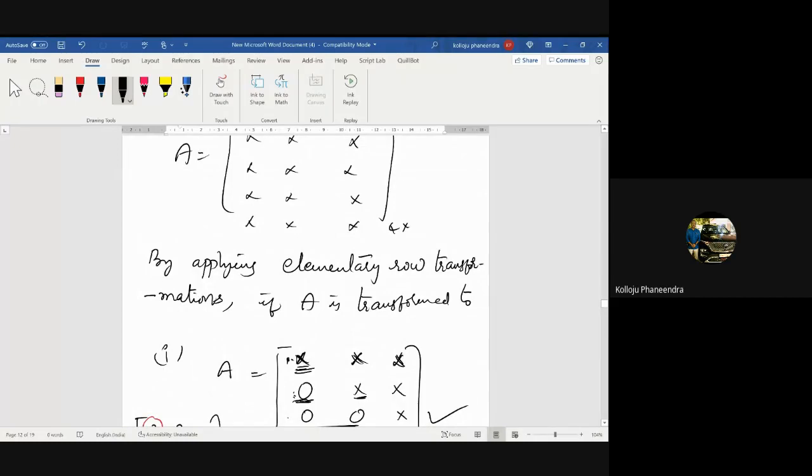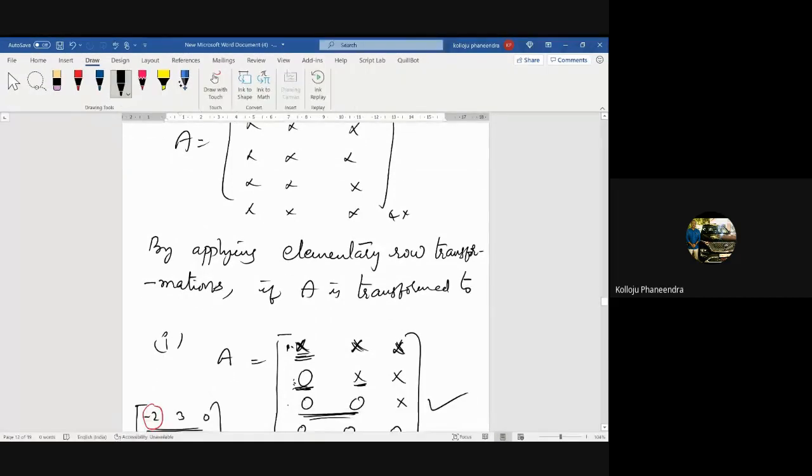Please practice some of the problems from the textbooks in finding the rank of a matrix.